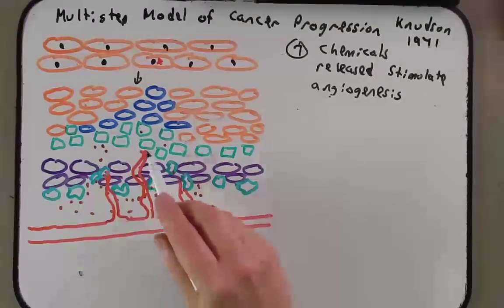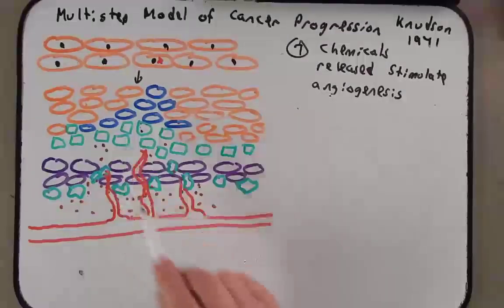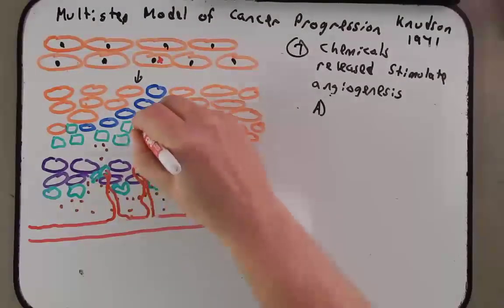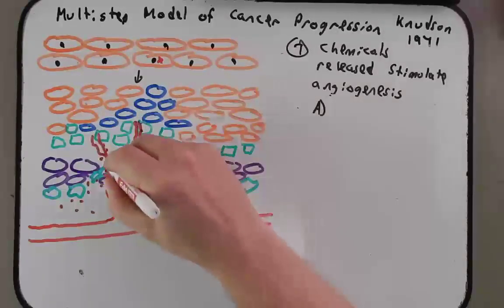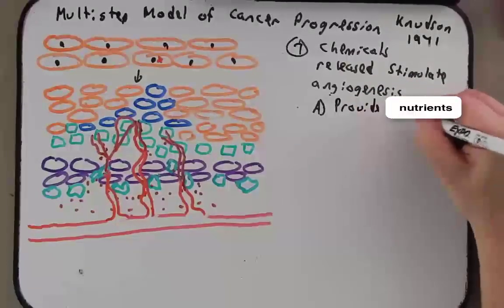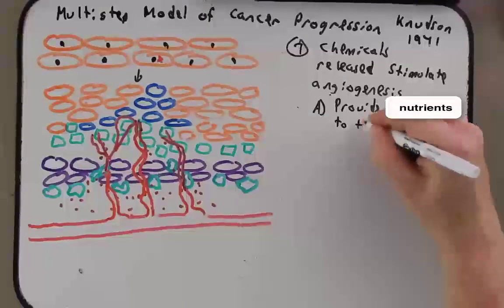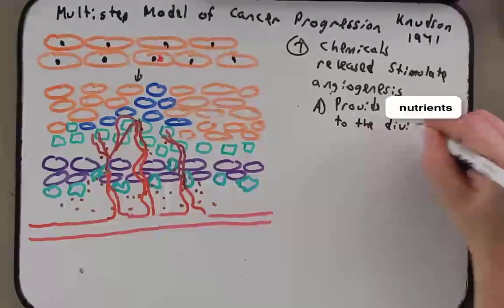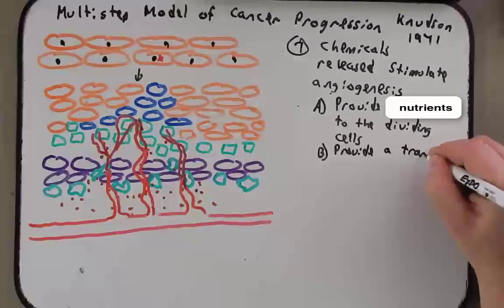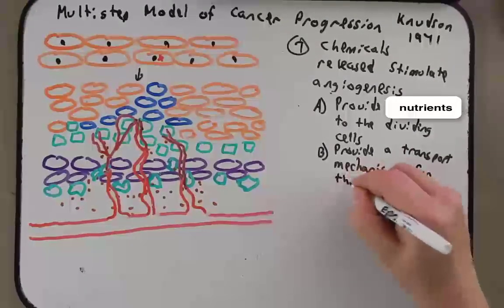Now, as these blood vessels are being recruited to these rapidly dividing cells, it positively affects the developing tumor and negatively affects the organism. So as these blood vessels are moving up here, they will begin to wrap around these cells. And in doing so, they provide nutrients to the dividing cells. They also provide a transport mechanism for the cells.